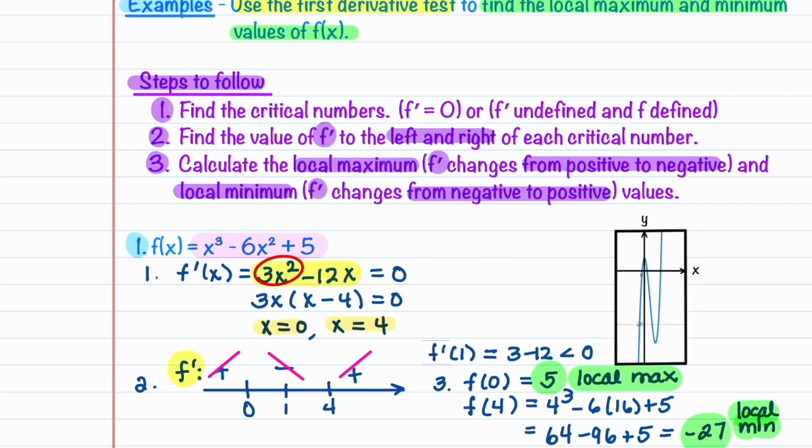Before we go on to our next example, let's take a quick look at our graph. Our critical values are here and here. And that's where our function changes from increasing to decreasing, as well as where our local max and mins are. And you can see that right here, at x is equal to 0, we have a local max. And when x is equal to 4, we have a local min.